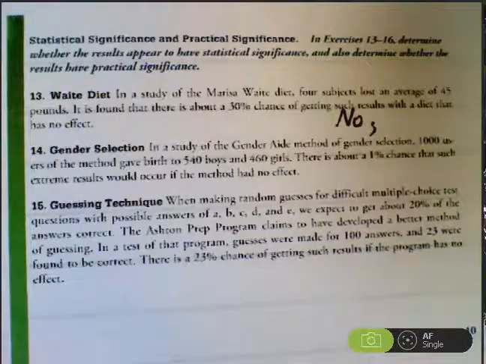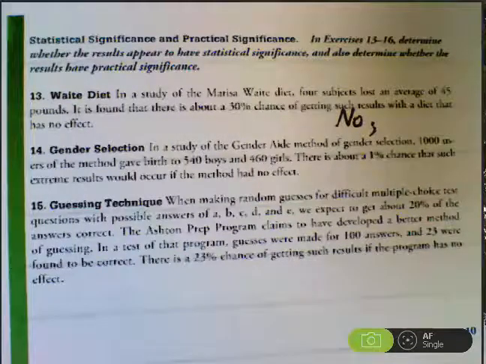And then what about practical significance? If you found out that for a certain diet, the average person using the diet lost 45 pounds, is that enough weight loss to cause you to decide whether or not to be involved with that diet plan? Now, this question is not about the likelihood of it happening by chance. It's about, would the 45 pounds be enough to cause you to act?